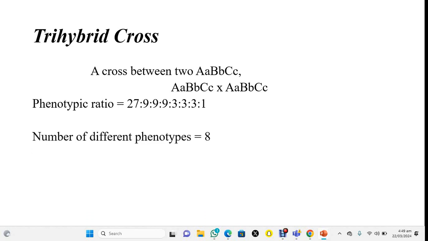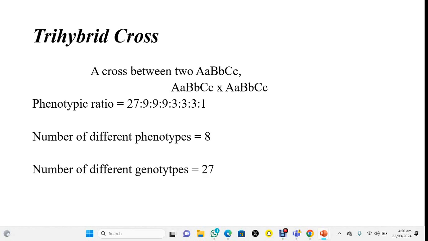I've already spoken about the number of different phenotypes. From the ratio, you could see that the 27 represents one phenotype, the first 9 represents another phenotype, the second one, the third 9, the first 3, in that order. So you could see that in the ratio, you have 8 different phenotypes. And we could just use the formula 2 to the power n, 2 to the power 3, since it's trihybrid, so you're going to get 8.